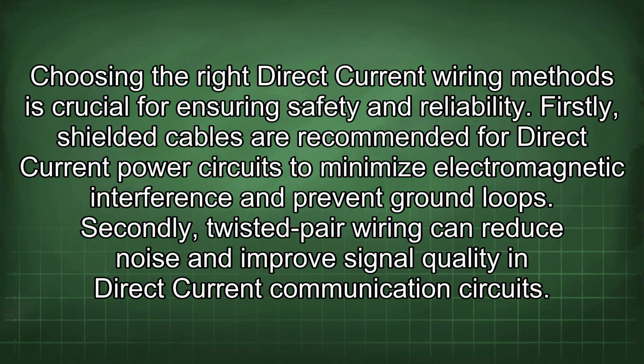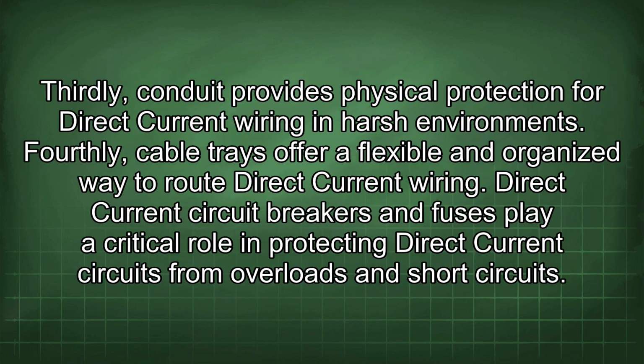Secondly, twisted pair wiring can reduce noise and improve signal quality in direct current communication circuits. Thirdly, conduit provides physical protection for direct current wiring in harsh environments. Fourthly, cable trays offer a flexible and organized way to route direct current wiring.